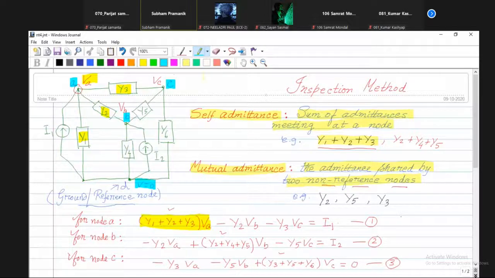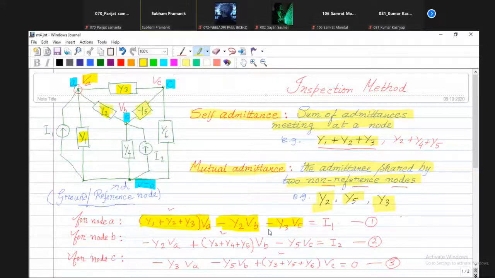Corresponding mutual admittance term is Y2. You can see here Y2. This is the mutual admittance between A and B. Between A and C, the mutual admittance term is Y3. Like this. Y5 is the mutual admittance between node B and node C, and so on. So anyway, what will be the terms? As I said, the mutual admittance term is always negative. Y2 multiplied by the adjacent node voltage VB, Y3 multiplied by VC, with a negative sign. Here current I1 is entering, so positive.